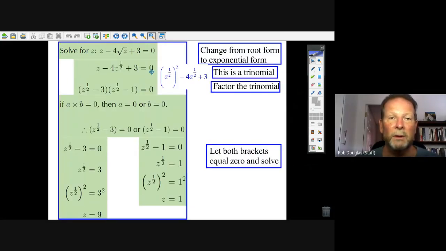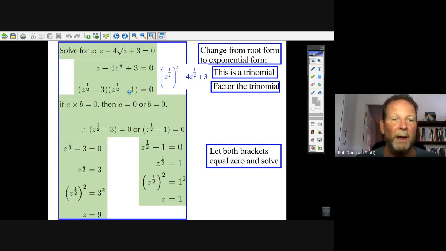Let's take a look at this question. Now, this is a little bit trickier. It says z minus 4 root z plus 3 equals 0, and you're supposed to solve this equation. Again, you change root z to z to the 1/2. But the trick here is to recognize that it's really a trinomial. To do that, you have to see that z is really z to the 1/2 power all squared. So it's like x squared minus 4x plus 3. That's the thing you actually have to factor, but the z to the 1/2 is really your x here.